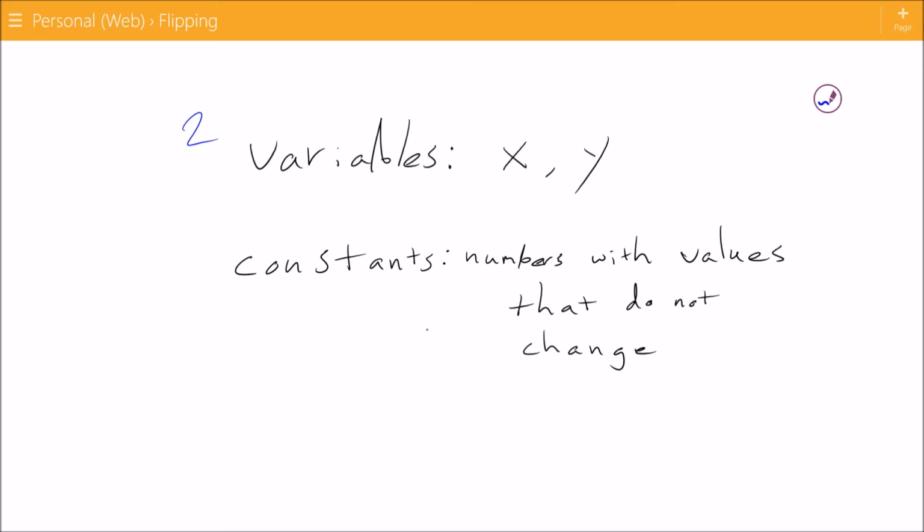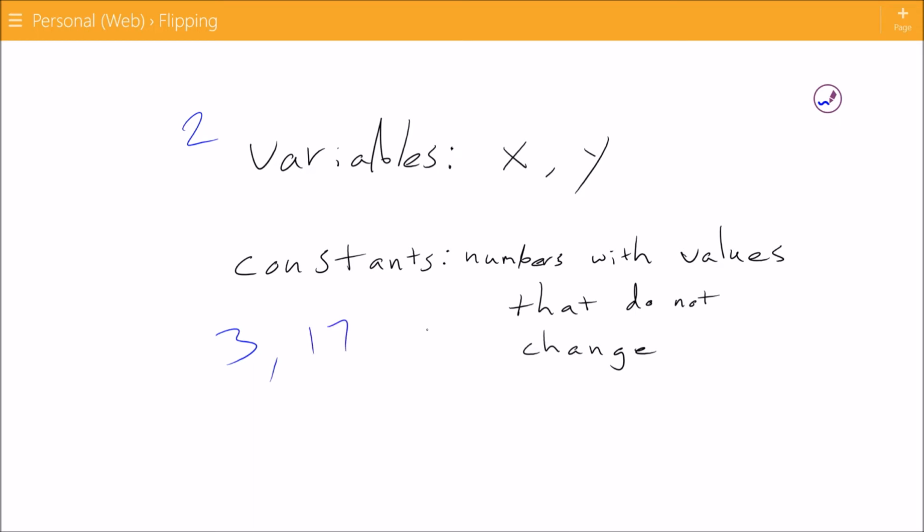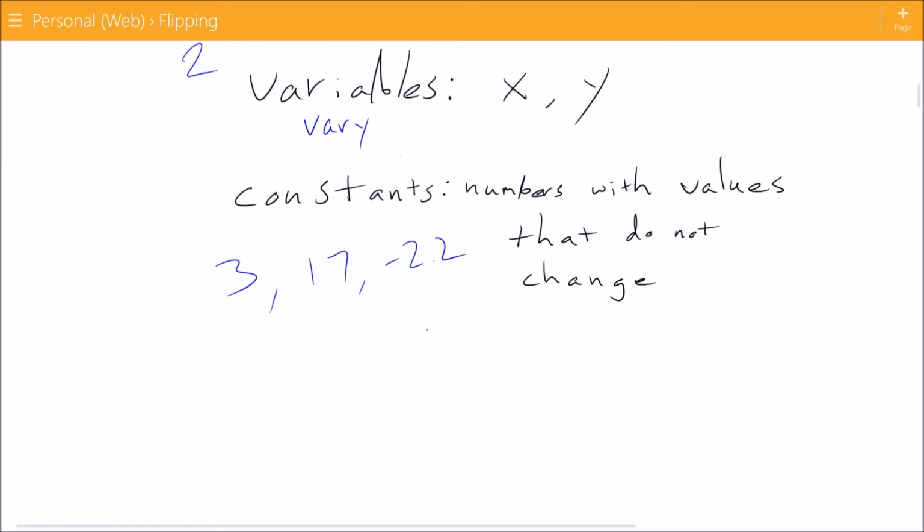You also have constants. These are numbers with values that do not change, and we see these all the time. So a good example of a constant would be like the number 3, or 17, or negative 2.2. These don't change. Variables, quite literally, vary, or they change. Constants stay constant. They do not change. Both are numbers. A variable is still a number, it's just being represented by something that's effectively a placeholder, that can change, but it's still a number.